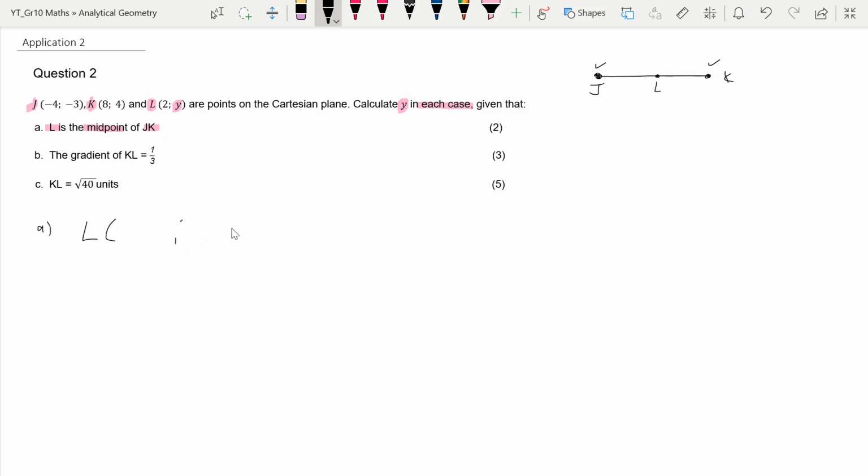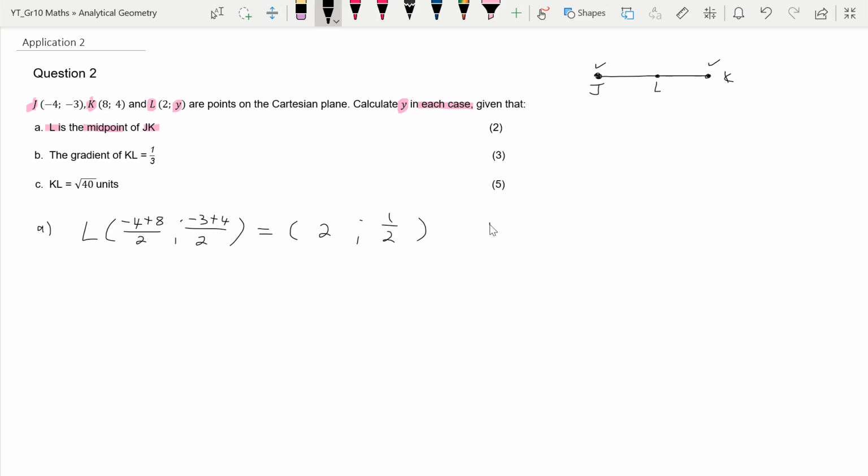of J and K. So if I add my two x values, that would give me -4 plus 8, and we divide that by 2. And then we've got -3, and we're going to plus 4, and we're going to divide that by 2, and that would give us the midpoint. So let's simplify that. -4 plus 8 is 4, divided by 2 is 2. And then -3 plus 4 is +1, so that will be a half. And there is midpoint L of line JK.